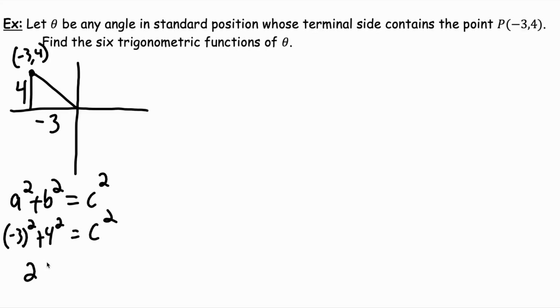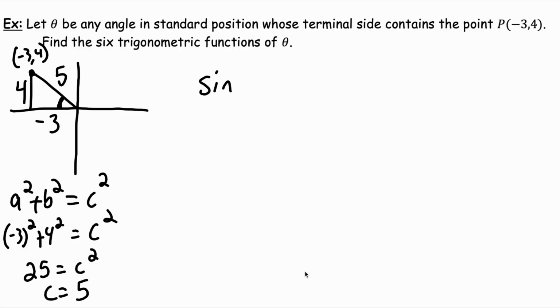So you do the math and you get 25 is equal to c squared, and that means c is 5, sorry, not 25. That means c is 5. So I know my hypotenuse is 5. Once we do all of that, now we're ready to do our 6 trig functions. Now, my angle measure is right here. This is theta, but I don't know what theta is. I don't know what that angle measure is.